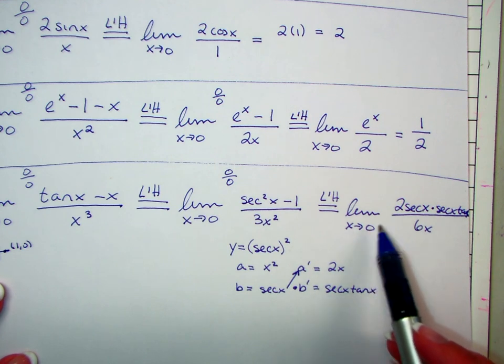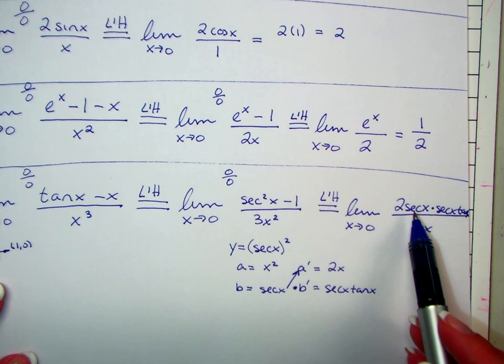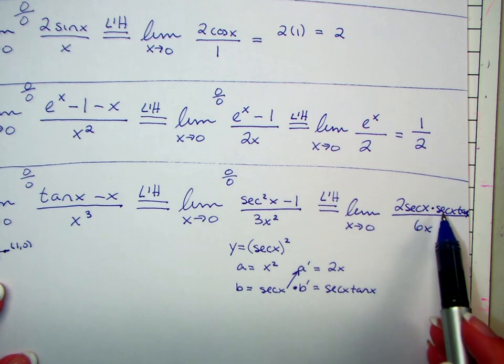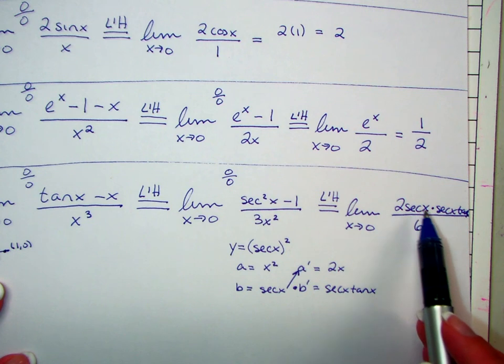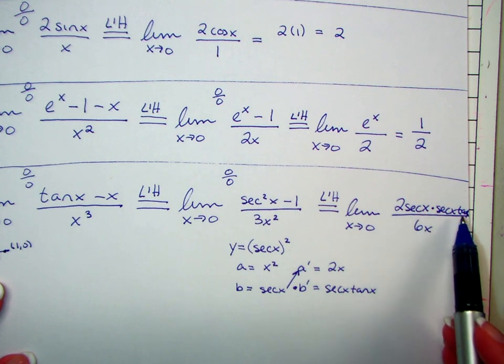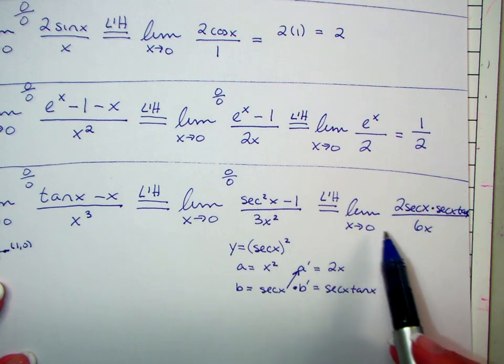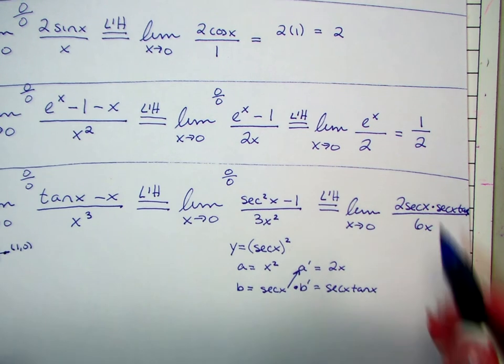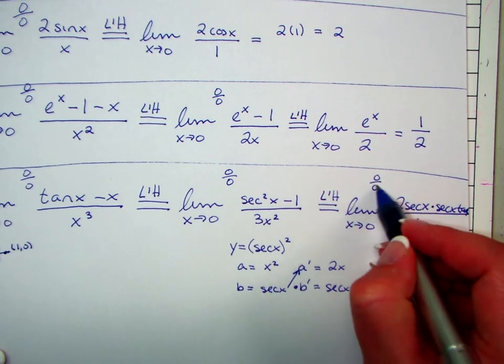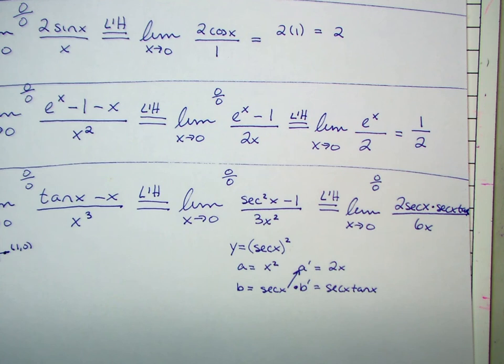So I probably should have written secant squared here, but if we evaluate this limit, okay, if we plug 0 in, secant of 0 is 1, secant of 0 is 1, tan of 0 is 0, so 2 times 1 times 1 times 0 is still 0, right? And then if I plug 0 in here, I'm going to get 0. So I do have an indeterminate form, 0 over 0.